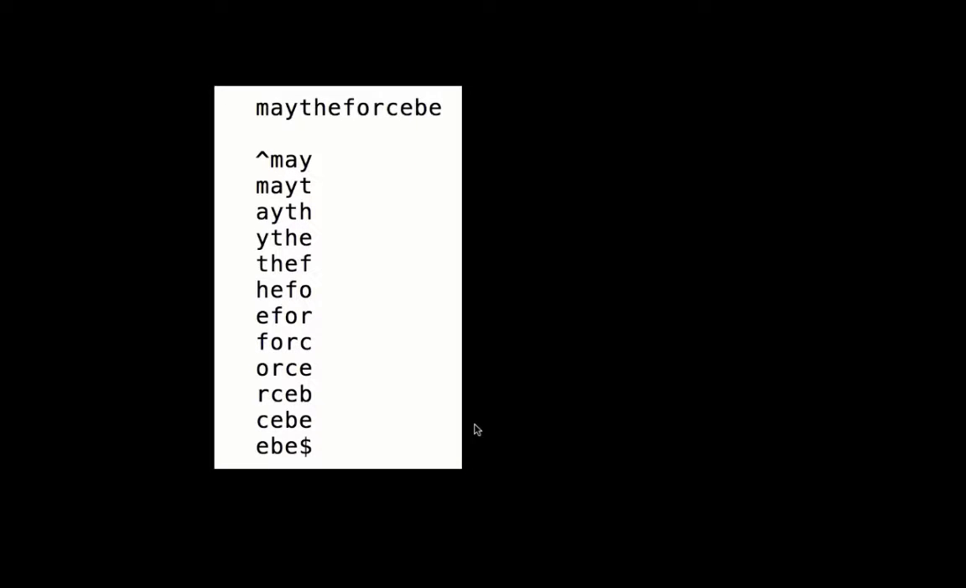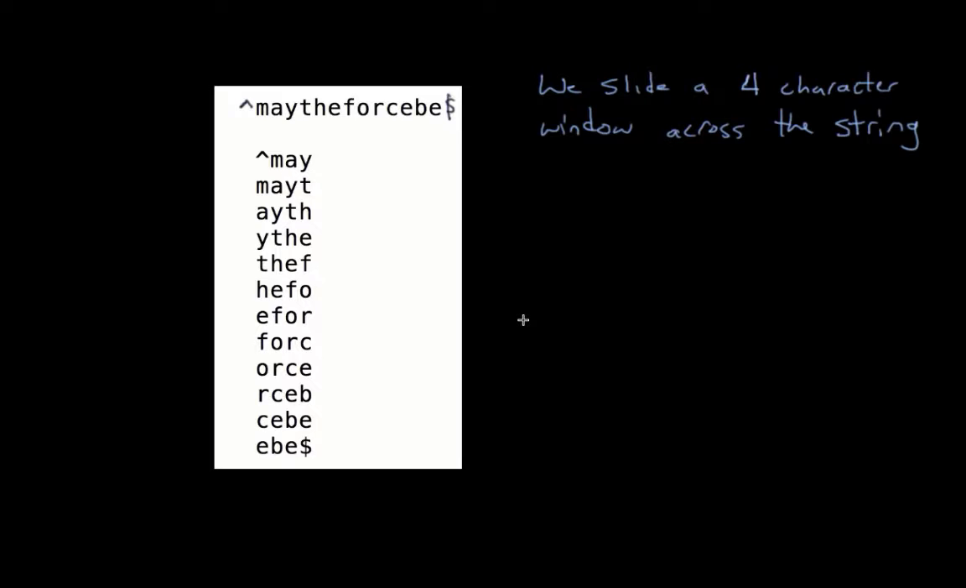Let's say we have an unbroken stream of English characters that look like this, and the string has the words "May the Force be" in it. I didn't make it a complete sentence because that doesn't matter. So from this string, we create a list of all the foregrams in it, and you can see this list of foregrams here. I add this caret symbol to the beginning of the string, and I add the $ symbol at the end because it helps with our algorithm.